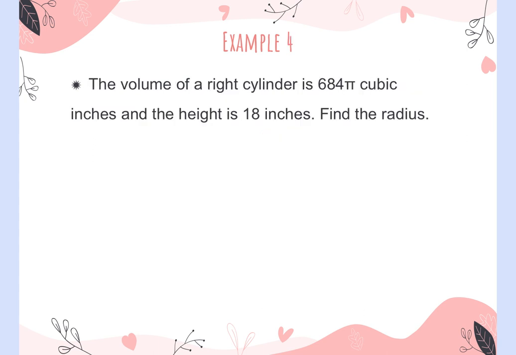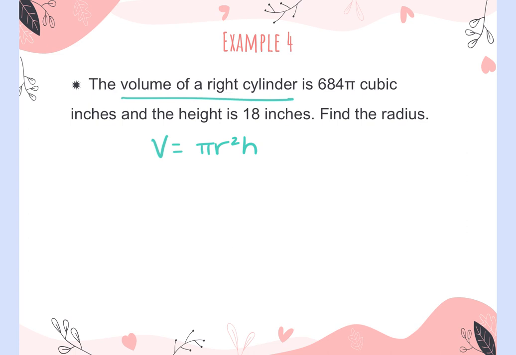Example 4. The volume of a right cylinder is 684 pi cubic inches, and the height is 18 inches. Find the radius. So now we're working backwards. What's the formula for the volume of a right cylinder? Pi r squared height. Good. Or base area times height, but you've got to break it down into its parts.